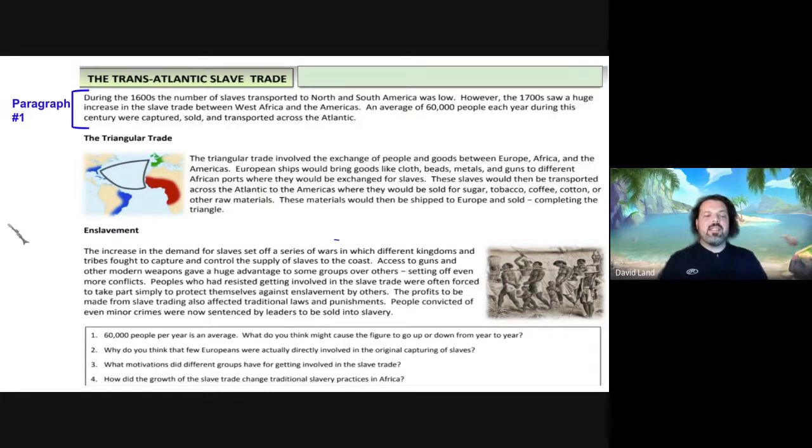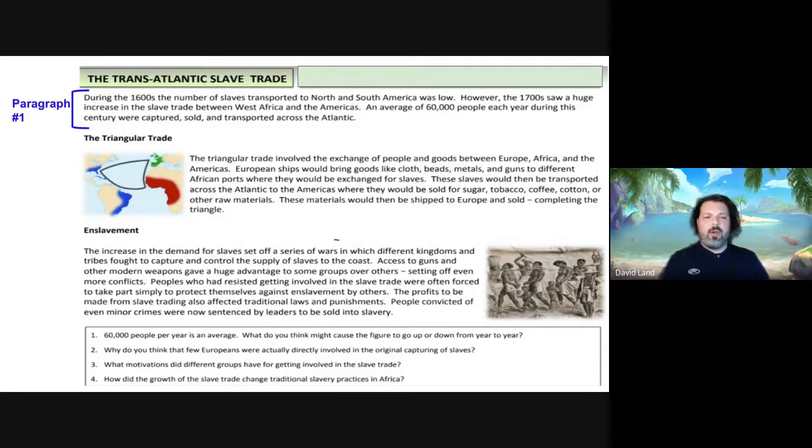During the 1600s, the number of slaves transported to North and South America was low. However, the 1700s saw a huge increase in the slave trade between West Africa and the Americas. An average of 60,000 people each year during this century were captured, sold, and transported across the Atlantic.